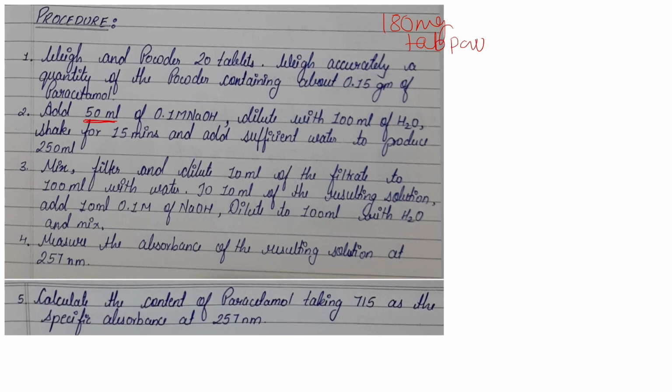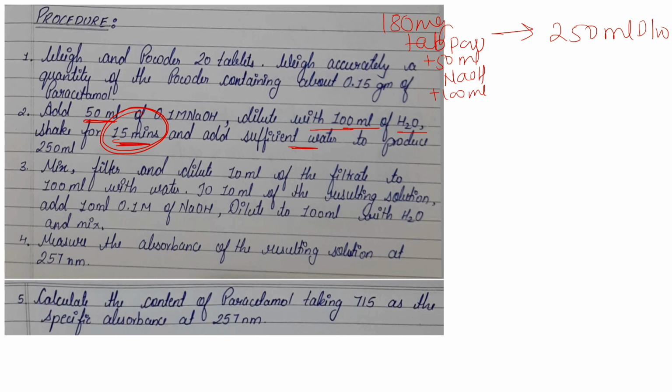to that 50 ml of NaOH is to be added, then dilute with 100 ml water, shake for 15 minutes and add sufficient water to produce 250 ml. That means this we are going to add ultimately in 250 ml of distilled water, right? So this 50 ml NaOH and some amount of water which we are adding here, we are shaking it for 15 minutes. This is for complete extraction of this paracetamol from the tablet powder, and ultimately we are making up the volume to 250 ml.